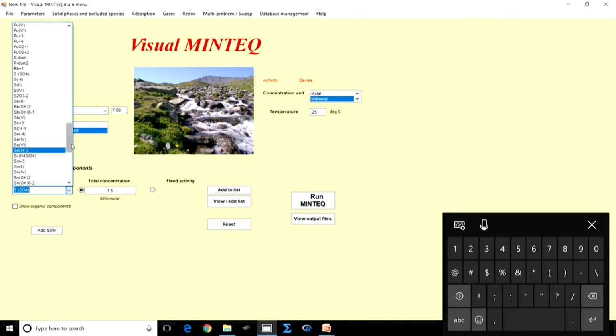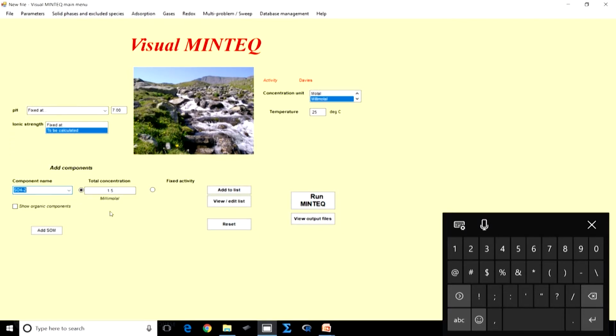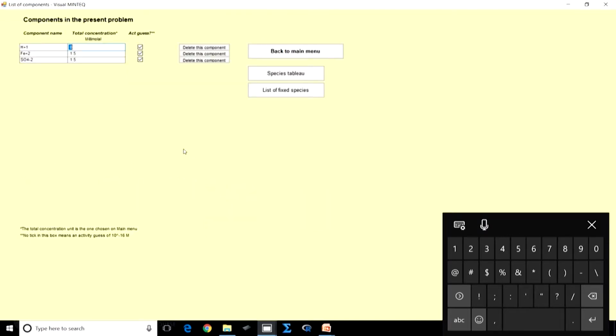Is that the only case or do we have anything else? S2 minus, SO4, S as SO4, S minus 2 oxidation state, so on, S2, and this is SeO4 2 minus, not SO4 2 minus, so I am going to skip that. Okay, here I have SO4 2 minus, and I am going to add that to my list. I need to view and edit my list, right?